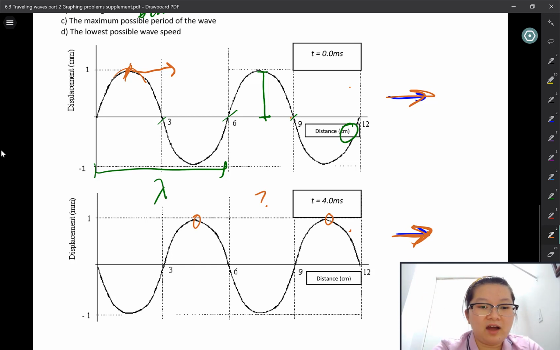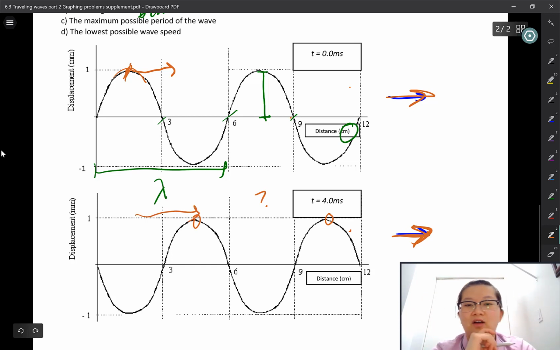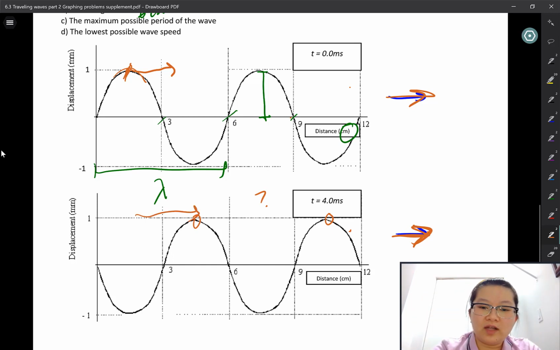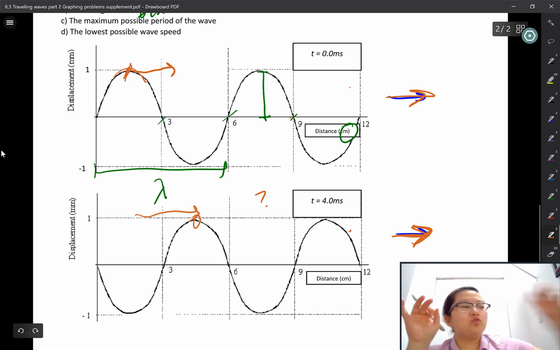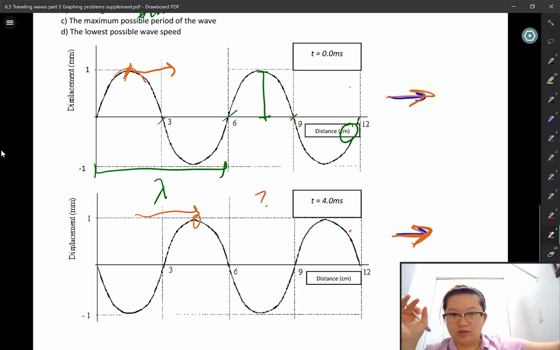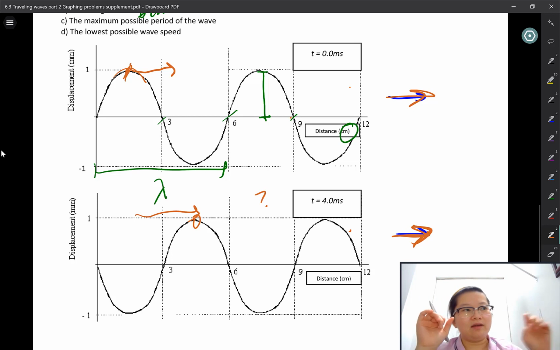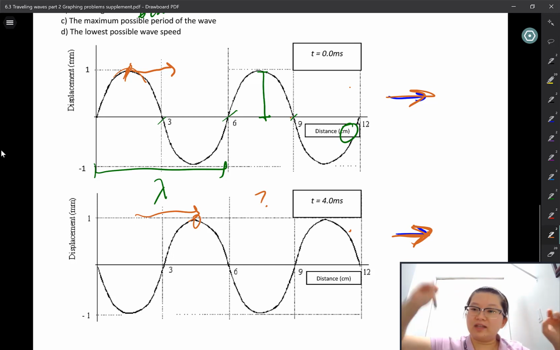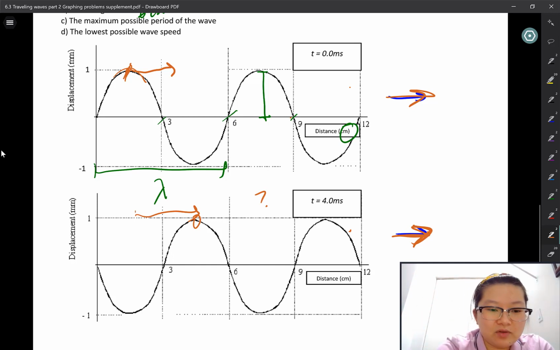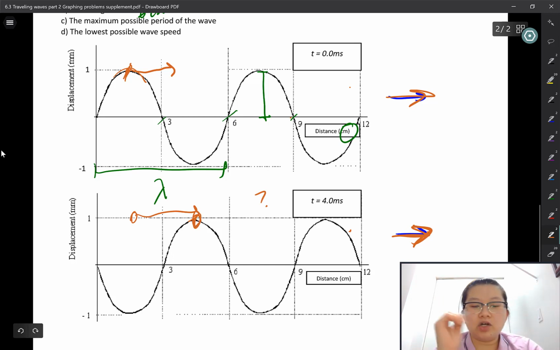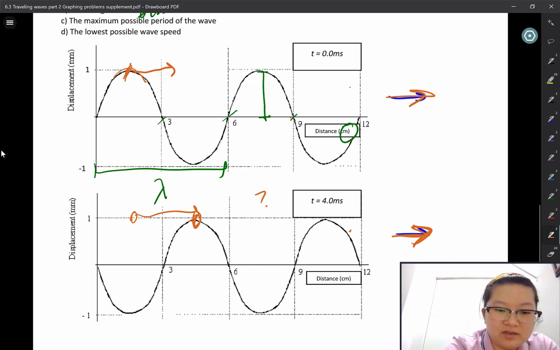So this hump shouldn't have moved very far at all, so we can rule out this one. We can also rule out all the many humps down the road, because that would mean my particle would have oscillated very many times, shortening the period, which we don't want. We want maximum period. So for this hump to go from there to there took 4 milliseconds.